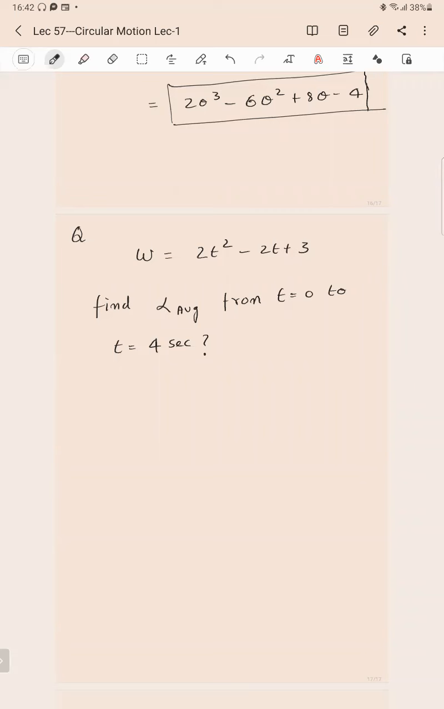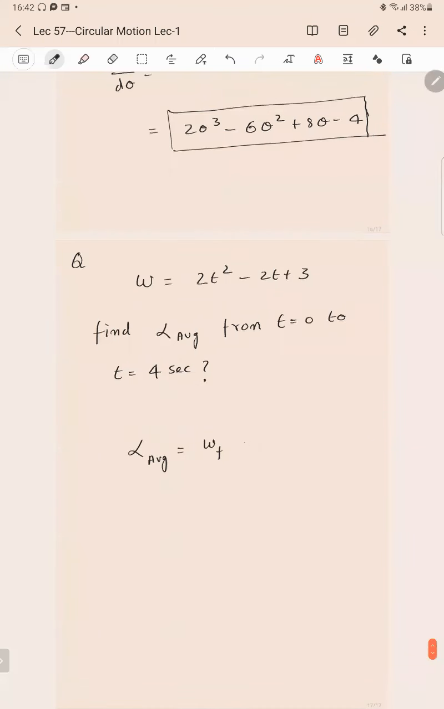How will you do it? Sir, substitute t as 0 and 4. No, what will be the formula you will use? Alpha average is omega final minus omega initial upon t final minus t initial. Exactly. Now you will do it.